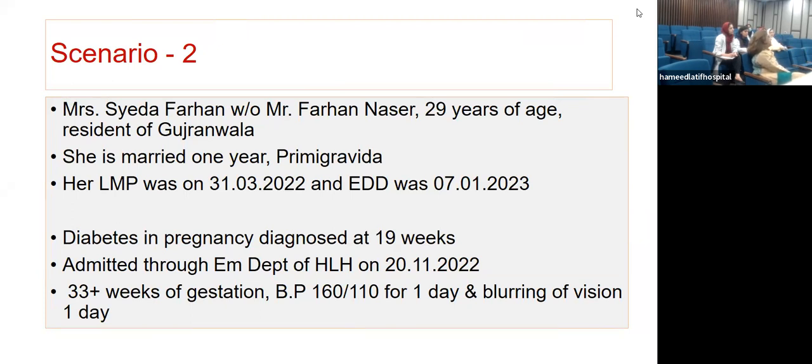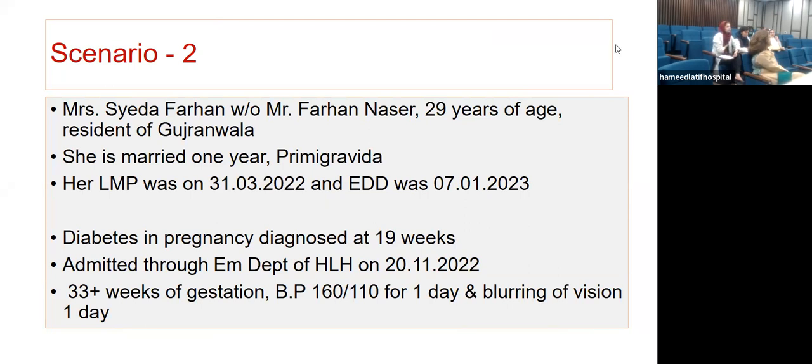Mrs. SF, 29-year-old, married 1 year, primary gravida, at 33 weeks of gestation, presented with blood pressure of 160/110 and blurring of vision. She's been diagnosed with diabetes in pregnancy. You tell me, how do you diagnose gestational diabetes? First I'm going to ask a few questions, then we will see. Is this gestational diabetes or is this patient a non-diabetic?